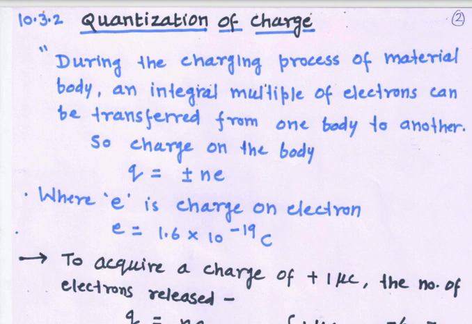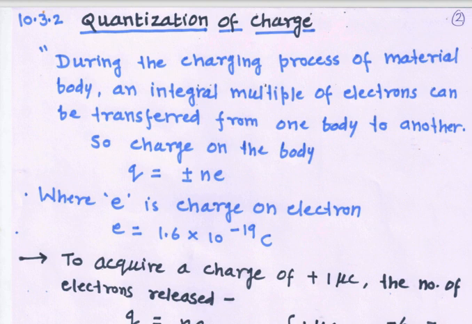So whenever a body is said to be positively charged, we consider how many electrons are removed, and that number multiplied by the electronic charge gives the amount of charge. If electrons are added, then the number of electrons added multiplied by the electronic charge will be the negative charge on the body. That's why electrons are removed or added in integral multiples of the electronic charge. They are either transferred or added to the body.